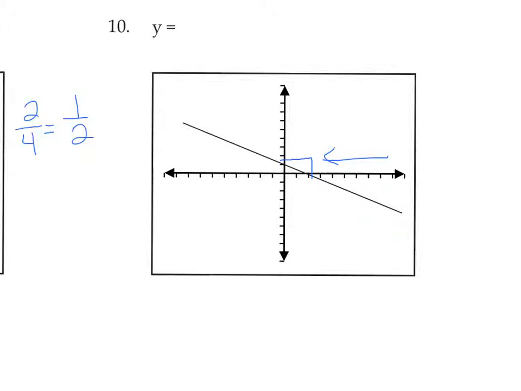Okay, the rise here is 1, and the run is 2, and the direction is downhill. So rise over run would be negative 1 over 2. So this is y equals negative 1 over 2x. And where does this cross the y-axis? At positive 1. So this is a plus 1.